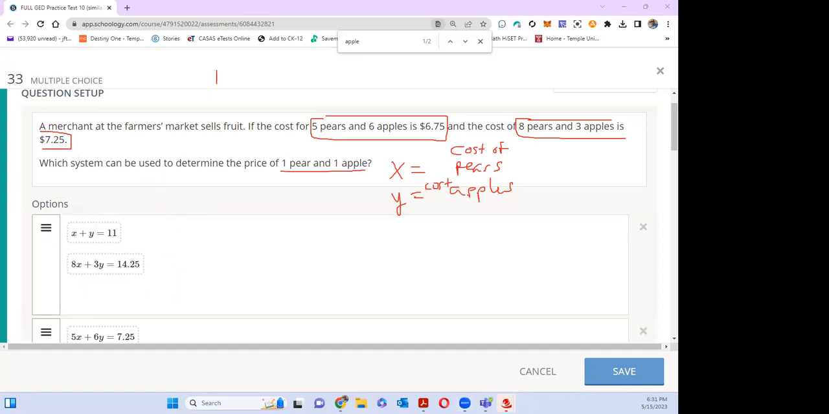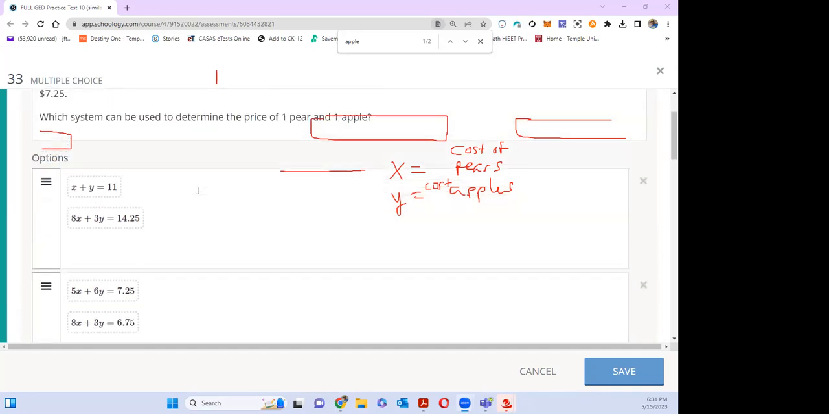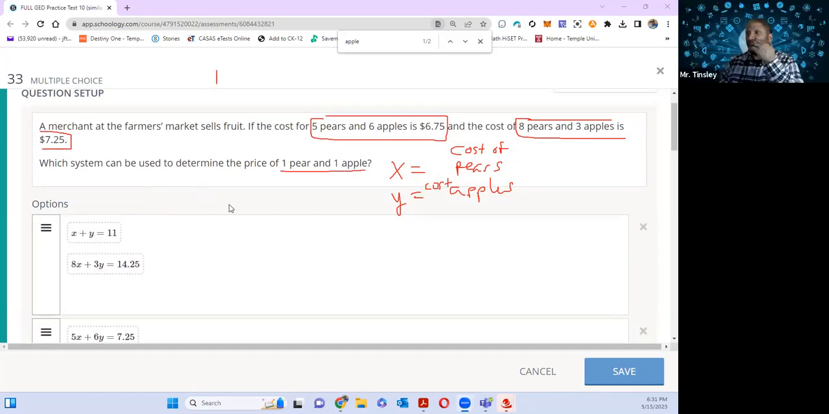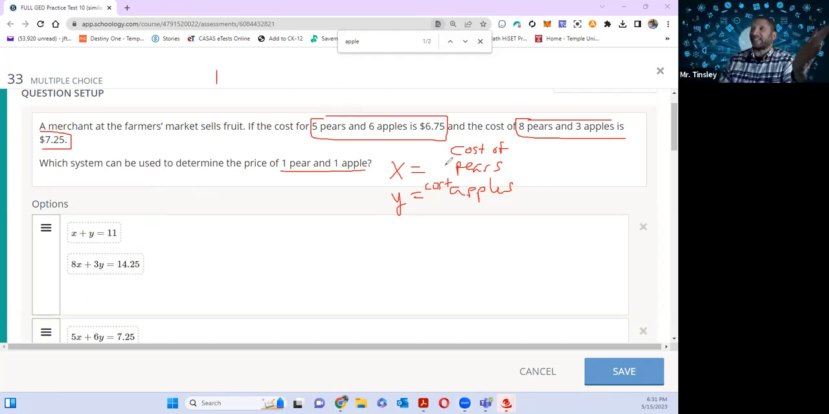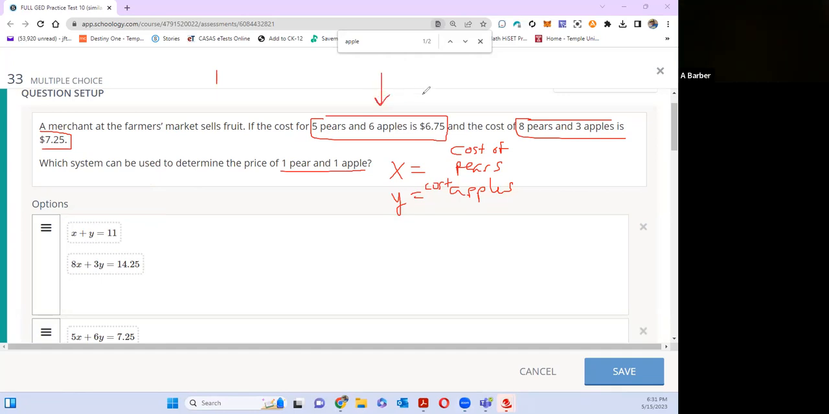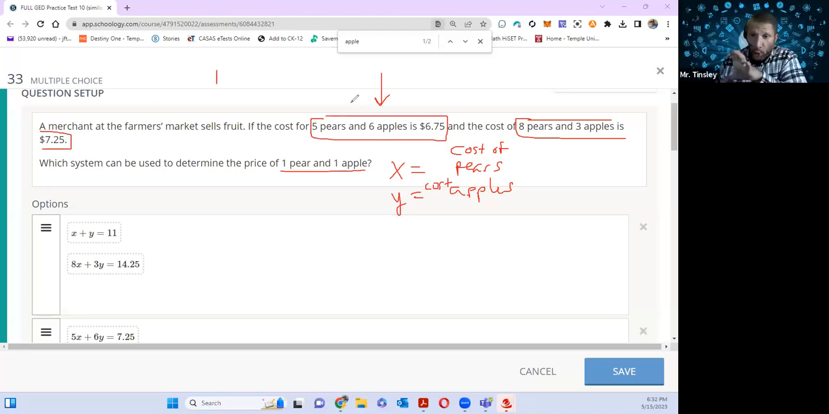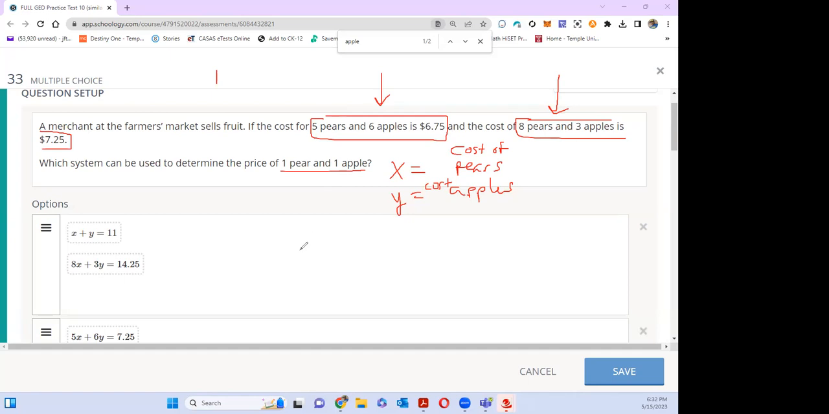Oh, I can't see the answers, so I can't move down to B. Don't worry about it, let's make the two equations. If X stands for the cost of the pears and Y stands for the cost of my apples, how can I change these words in this problem to an equation? And how can I change this given into an equation? What should my first equation be? I have no idea.